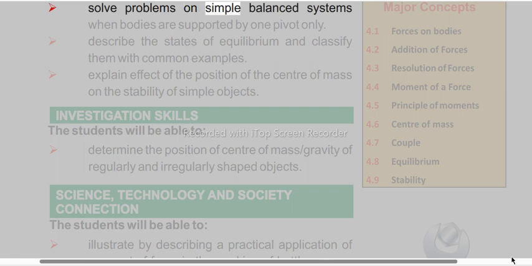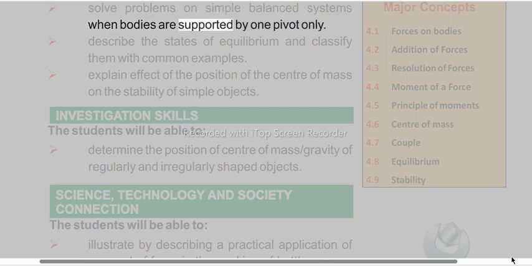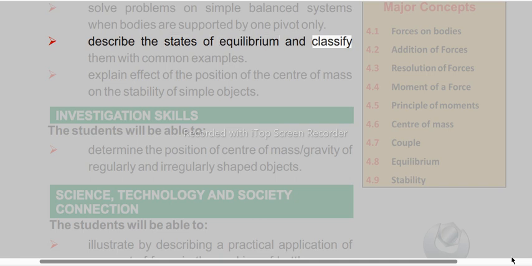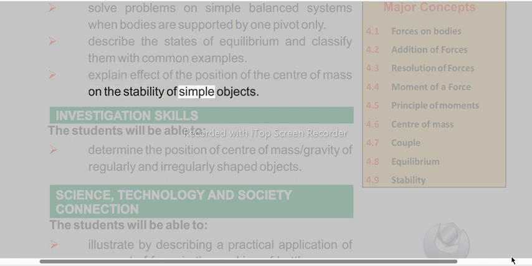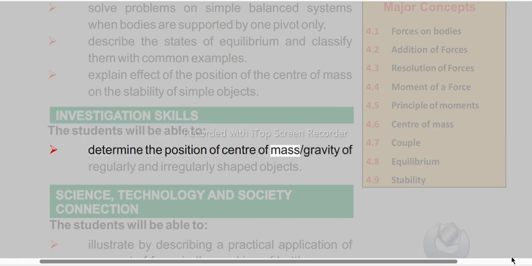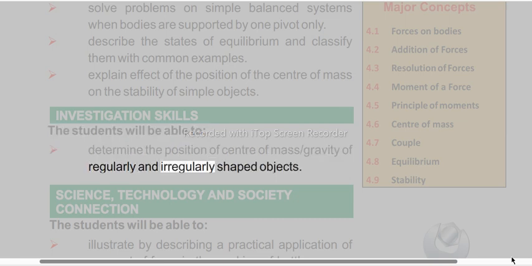Solve problems on simple balanced systems when bodies are supported by one pivot only. Describe the states of equilibrium and classify them with common examples. Explain the effect of the position of the center of mass on the stability of simple objects. The students will be able to determine the position of center of mass, gravity of regularly and irregularly shaped objects.